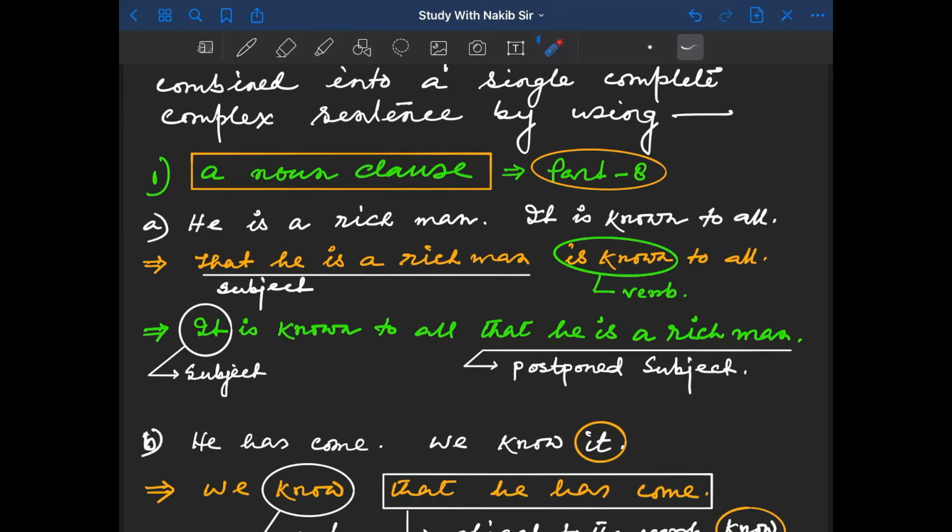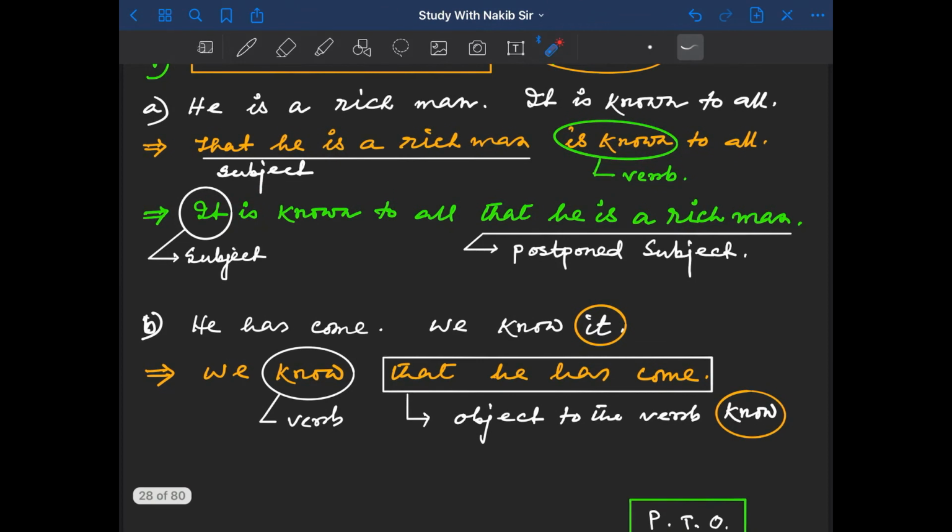So if you get this type of two sentences, that he is a rich man, it is known to all, you can combine them this way or this way. This is called a postponed subject because this is the actual subject, but it is removed from its place by this. For this it is called postponed subject of the verb is known.